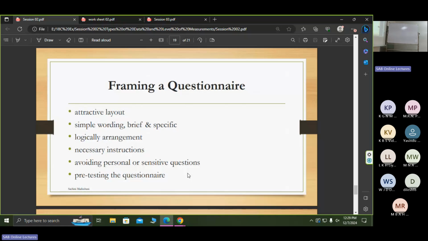Then pre-testing the questionnaire. After framing the questionnaire, we check whether this questionnaire is okay or not. How do we check it?